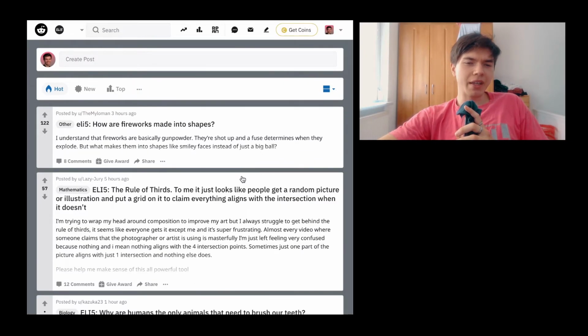How are fireworks made into shapes? I understand that fireworks are basically gunpowder. They are shot up and a fuse determines when they explode, but what makes them into shapes like smiley faces instead of just a big ball?